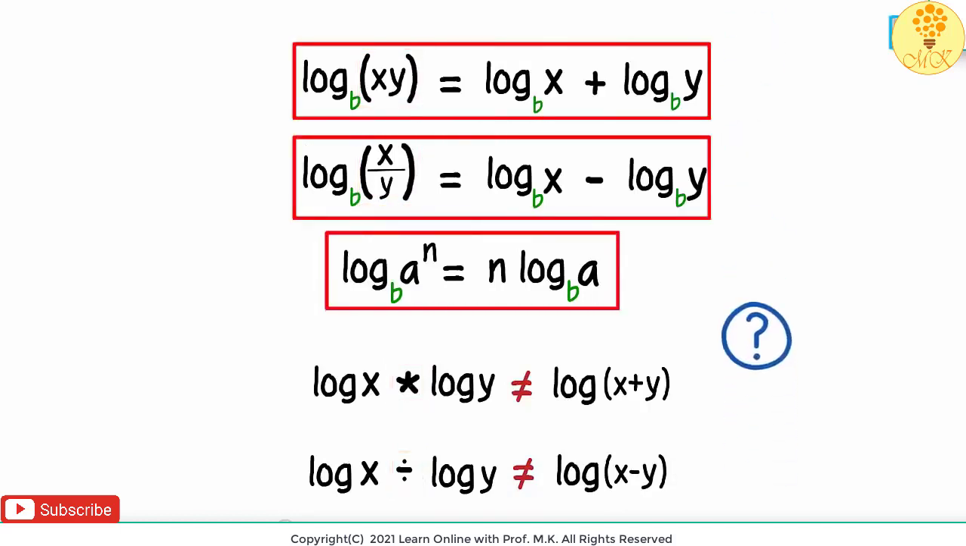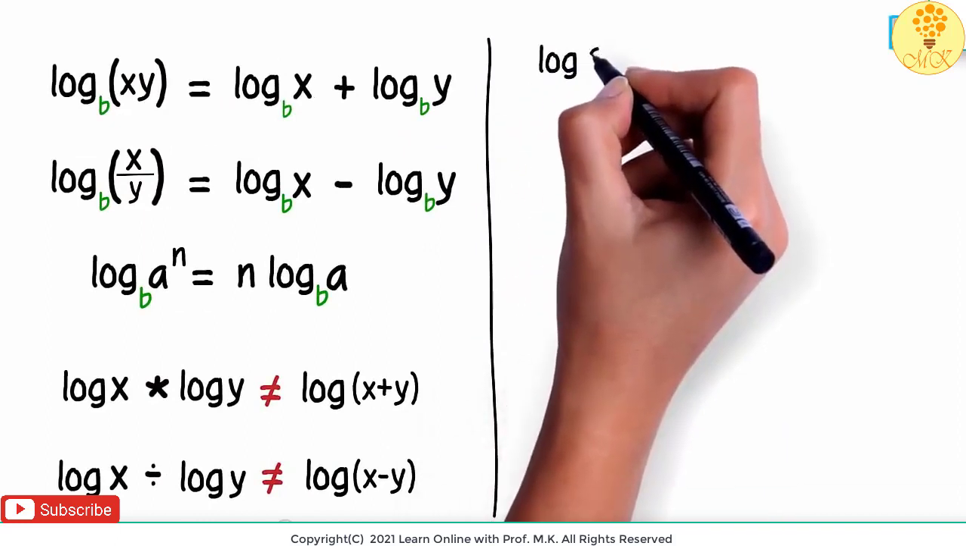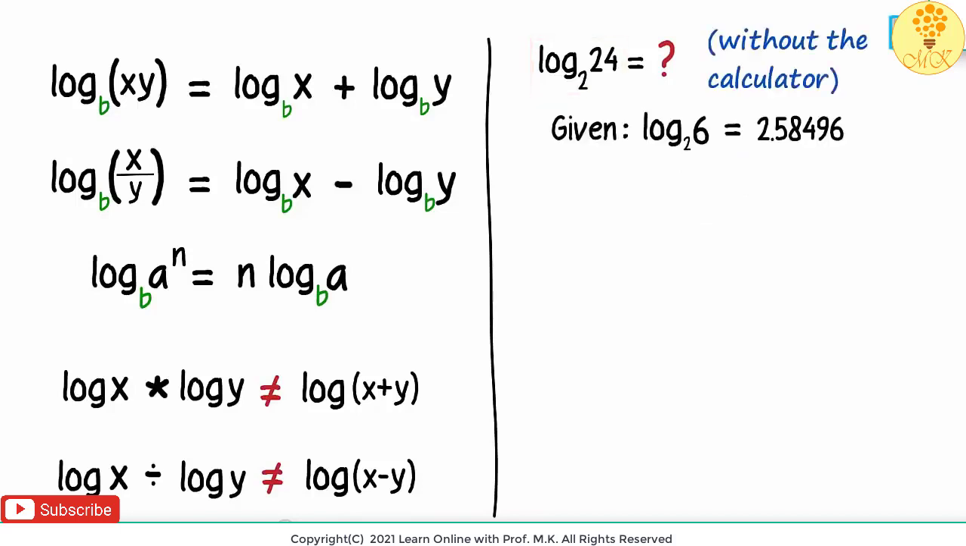Now where do these rules help us? Let's look at an example. We have been asked to find the log of 24 to the base 2. Now most calculators provide the answers for log to the base 10 and the natural log. So assume that we need to find this value without the calculator. But we are given some additional information along with it. The log of 6 to the base 2 is equal to 2.58496. How do we approach this problem? We are given the value of log 6 to the base 2 and we need to find the value of log 24 to the base 2. Give it a try.